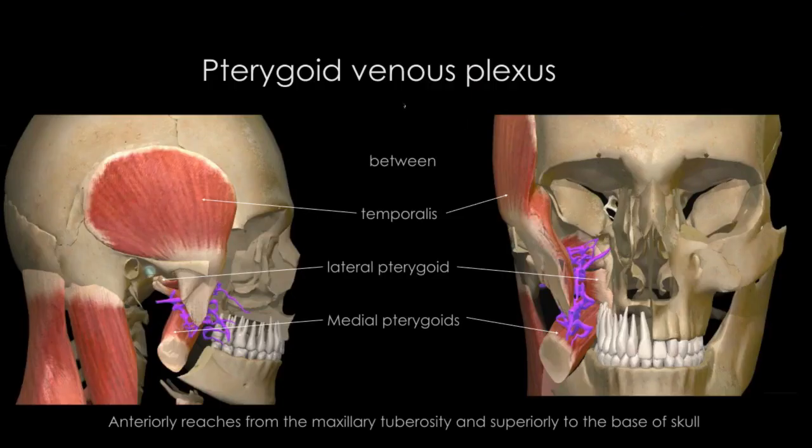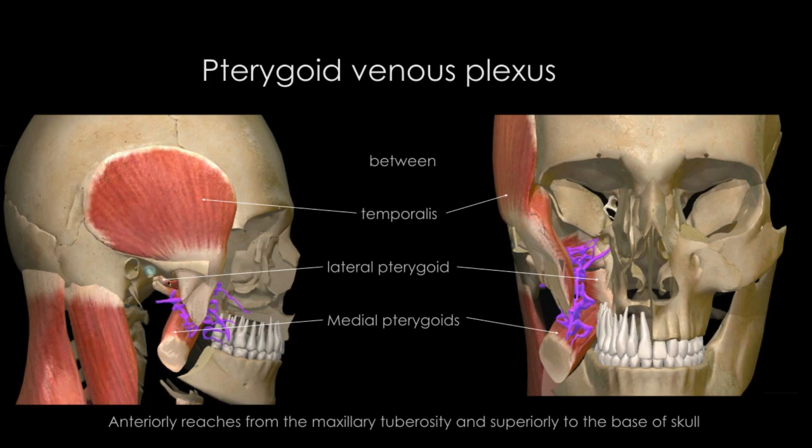Next, going on to the pterygoid venous plexus. Pterygoid venous plexus is a plexus of veins which is seen in the infratemporal region. It is in close proximity to the posterior wall of the maxilla and extends up to the base of the skull. It is located mainly between the temporalis muscle, as you can see the fan shaped muscle, the temporalis muscle, and the lateral pterygoid muscles.